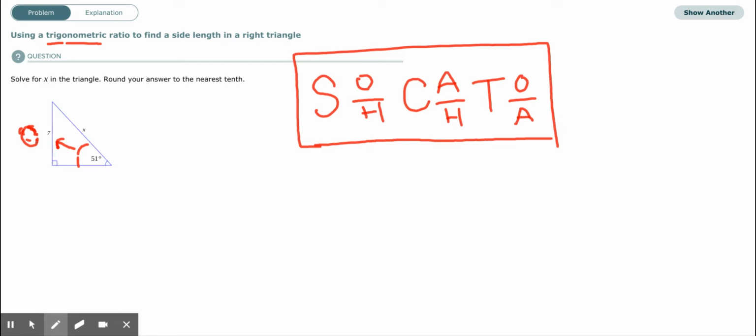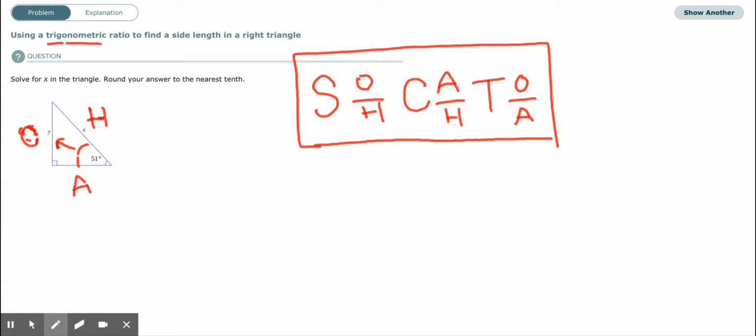The hypotenuse is the longest side, and it's also the side that's across from the right angle. So here we have the right angle. The side across from it is x. So our hypotenuse is a side length of x, which means that this last side here is our adjacent side. And adjacent means next to. And if you'll notice, it's right next to the angle that we're given.